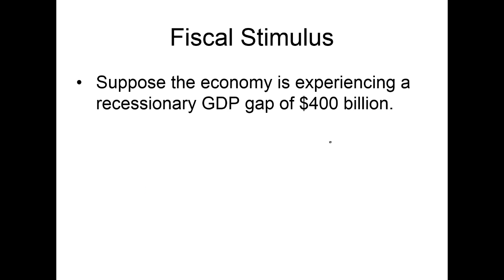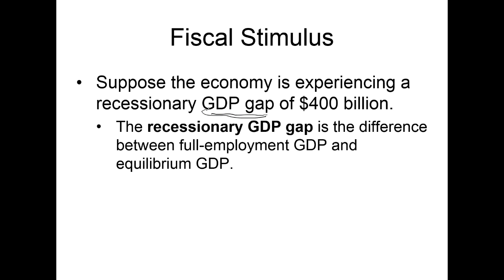So let's give a scenario where the economy is underperforming. In other words, the level of output is not enough to put everyone to work. In other words, we have cyclical unemployment going on in the economy. And let's, for the sake of argument, say the value of that output gap is $400 billion. So that's what we call the GDP gap. Sometimes this is called the recessionary gap. We're going to call it the GDP gap.